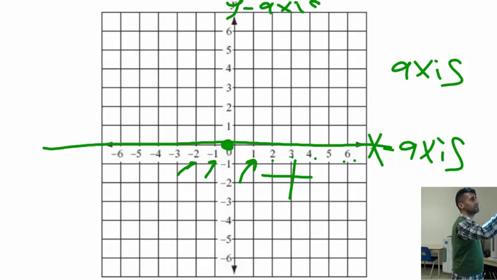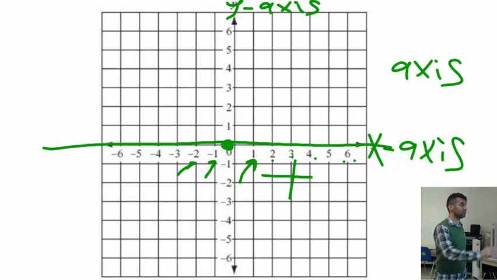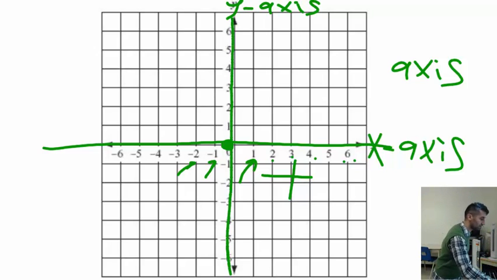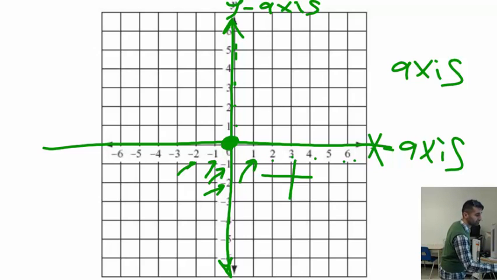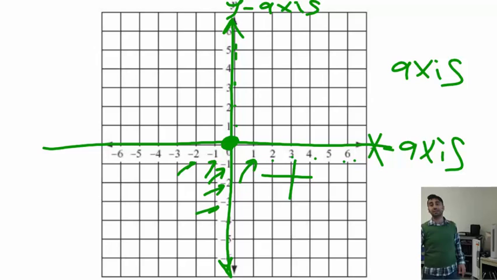Then we have the y-axis. And the y-axis goes from top to bottom, from up to down. And as I mentioned, this is the midpoint. So on top, you have positive numbers 1, 2, 3, 4, 5, 6. And after the midpoint, going all the way down, you have the negative numbers, -1, -2, -3. So that's what you need to know about the Cartesian plane.